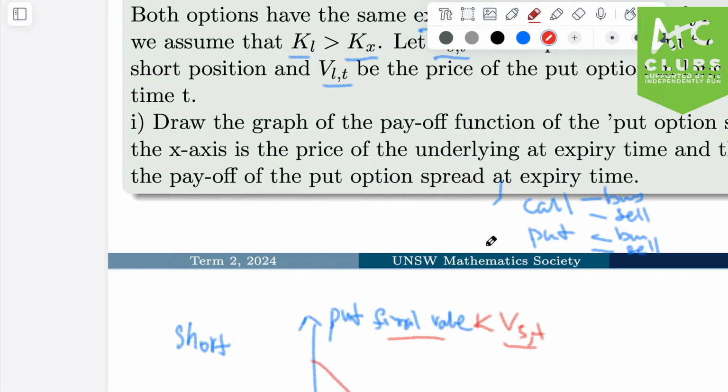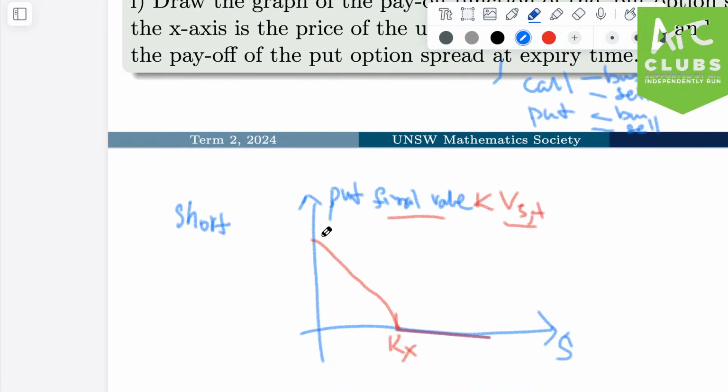Okay, so this is for the put option we are selling. And let's now look at the one we are going to long, right? Again, this is just the final value for the put option. What they actually want us to draw is the payoff of the put option spread, right? But here is not the payoff. I'm just looking at the final value first.